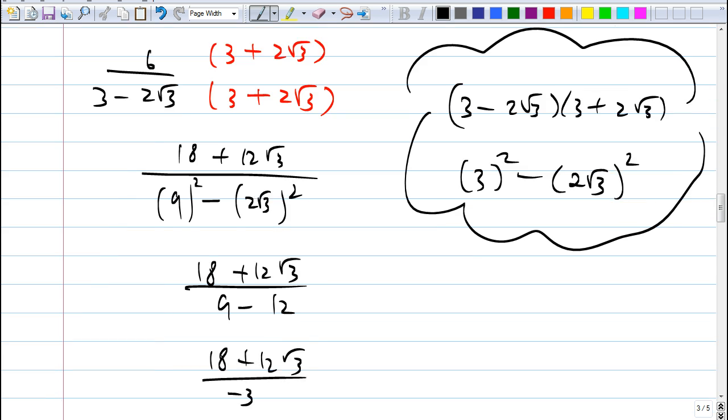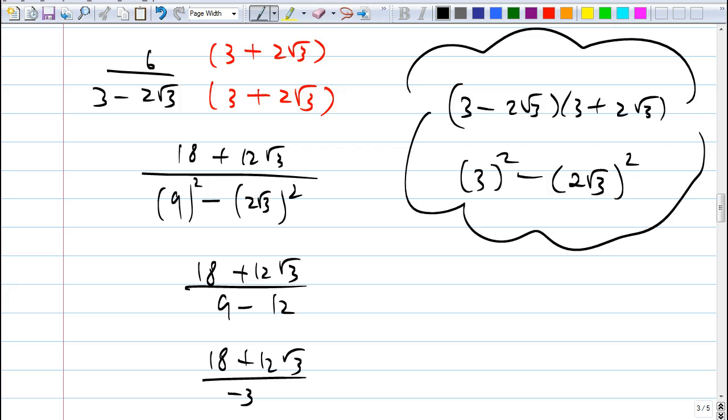How many people got 18 plus 12 rad 3 over negative 3? You're not quite done. What can we do here? How do we simplify? Aaron? You divide everything by 3. Yes, you could divide each term by negative 3, not 3. Or could we just factor out a negative 3? Isn't that the same thing?